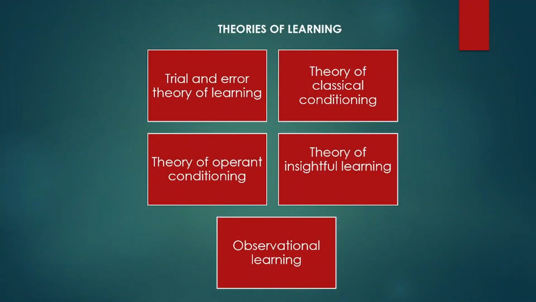Coming to the next slide, we will see theories of learning. There are mainly 5 types of learning theories: trial and error theory of learning, theory of classical conditioning, theory of operant conditioning, theory of insightful learning, and observational learning. Coming to the trial and error theory of learning.